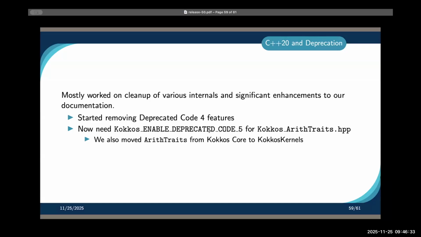There are a couple of changes, however, which are important. One of them is we moved arithmetic traits from Kokkos Core to Kokkos Kernels a while ago, and you do need to enable Kokkos_ENABLE_DEPRECATED_CODE_5 in order to include Kokkos_ArithTraits.hpp. There are the C++ style arithmetic traits, which are part of Kokkos Core. This was the older style, traits class thing. So if you can use the C++ standard style ones, you probably should. But we will keep this around for quite a while.